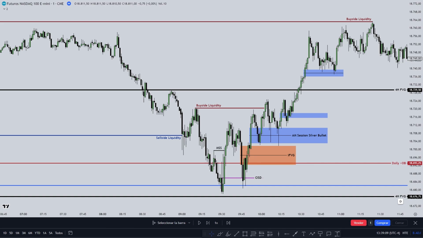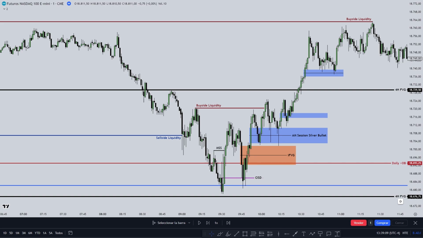When price touched the hourly order block, it started to move to the upside, right at 9:30 a.m. New York local time, creating a market structure shift with a 2-minute fair value gap that is not shown. Then price retraces into that CISD, which means change in the state of delivery. It is the first order block in a market structure shift. Then price inverts a fair value gap and creates a new high, leaving behind a nice FVG that will act as our AM session silver bullet.